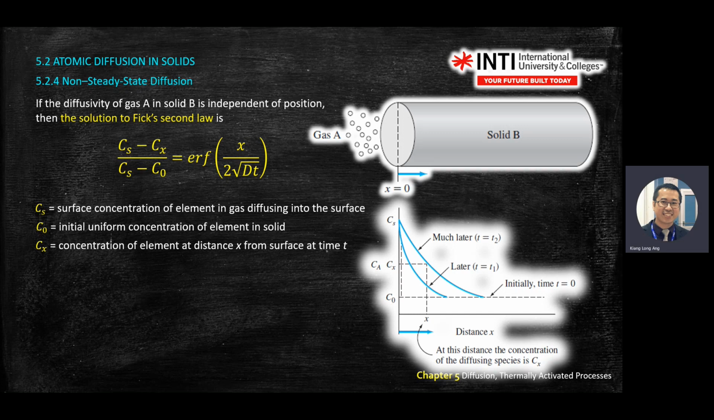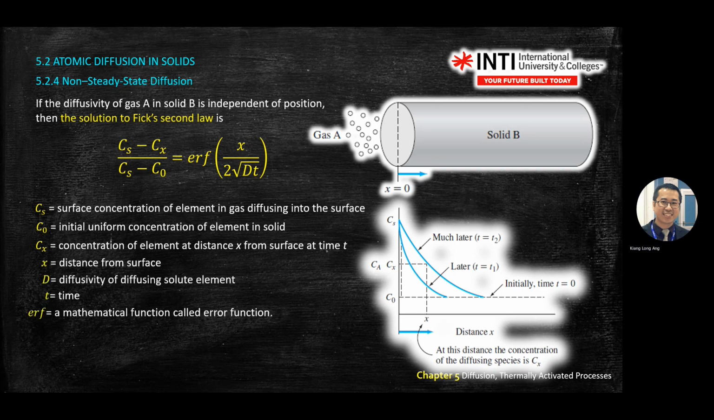Usually it's not a straight line. It's a parabolic shape, right? X is the distance, D the diffusion coefficient, t the time. ERF is the error function. For this one, there's a table for you to refer to. It's like when you learned statistics before, right?